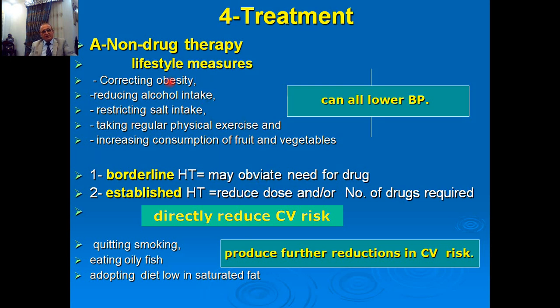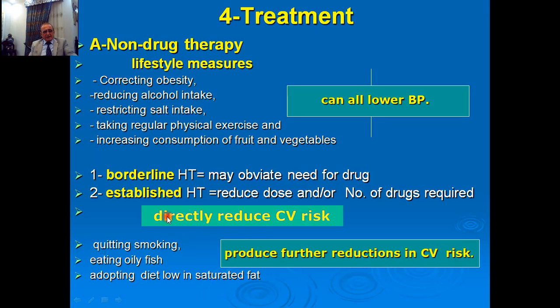Now, what treatment do we offer for the patient? We have non-drug and drug. Non-drug is lifestyle measures like correcting obesity, reducing alcohol intake or stopping, restricting salt intake, taking regular physical exercise, and increasing consumption of fruit and vegetables. These can all lower blood pressure. In borderline patients they may obviate the need, and in established patients reduce the dose, but they are not a replacement for therapy. Be careful. They can directly reduce cardiovascular risk.